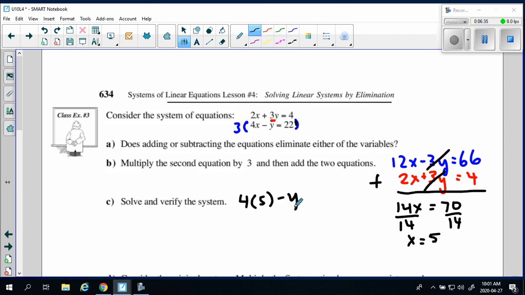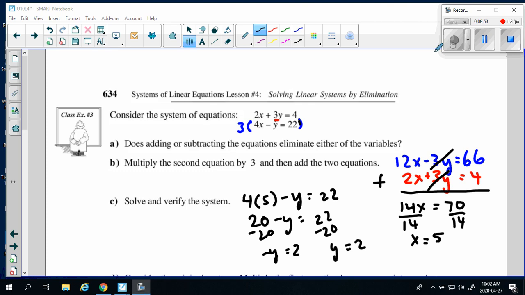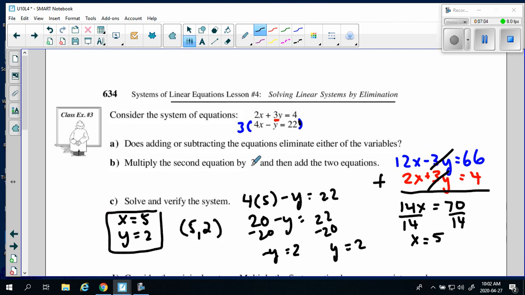So 4 times 5 minus y is equal to 22. 20 minus y is 22. I can subtract 20 from both sides. Negative y is 2. So y is equal to 2. So when we give our final answer, we make sure that we give the x value as well as the y value. You could also give this as an ordered pair if you would like, 5, 2. And you could put that in a graphing calculator to verify.